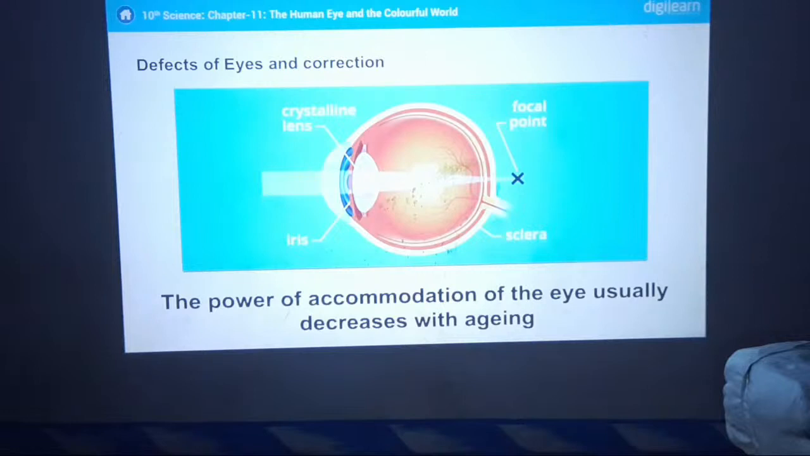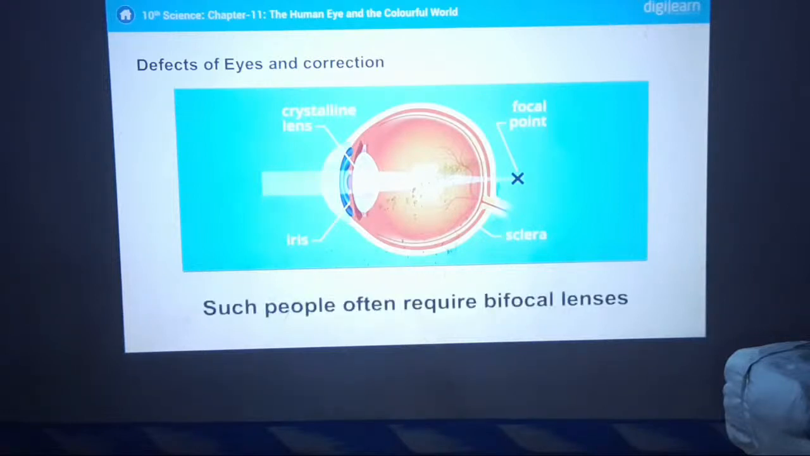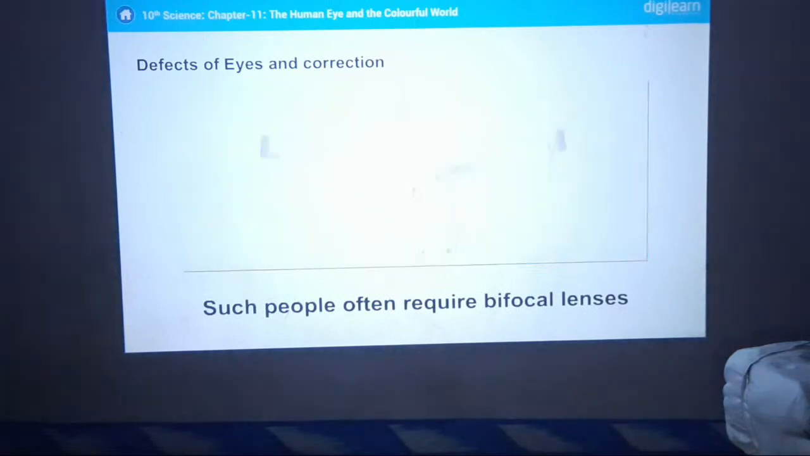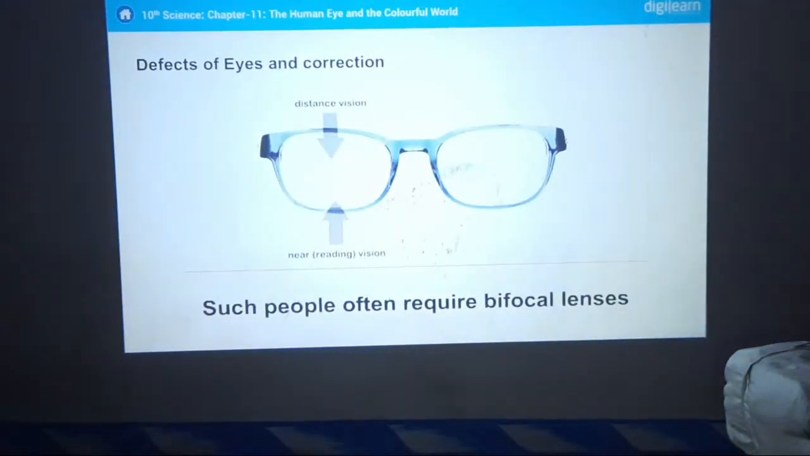Sometimes, a person may suffer from both myopia and hypermetropia. Such people often require bifocal lenses. A common type of bifocal lenses consists of both concave and convex lenses. The upper portion consists of a concave lens. It facilitates distant vision. The lower part is a convex lens. It facilitates near vision.